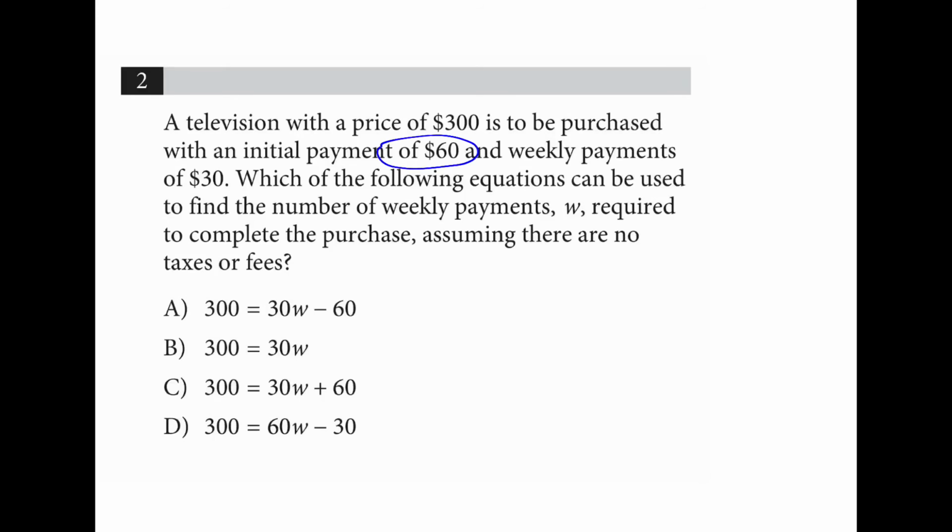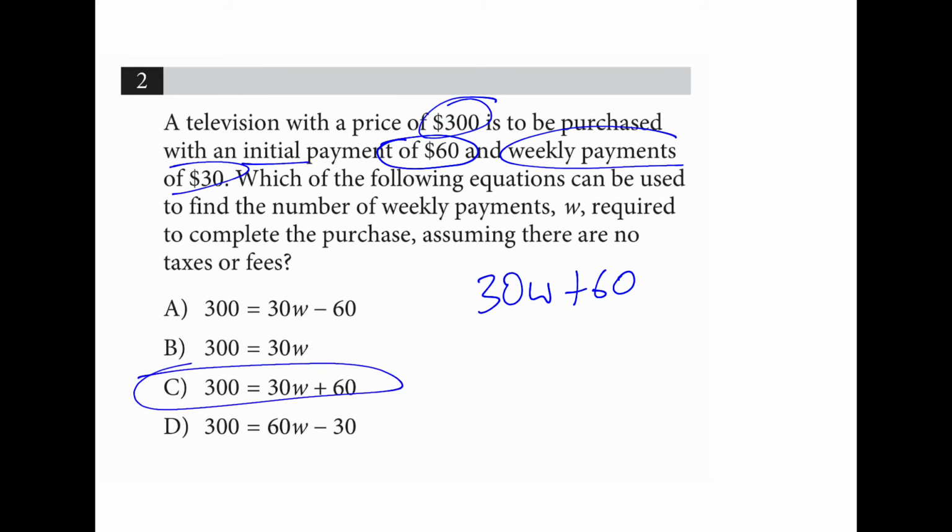So we have $60 initial, that's the clue that it's the intercept, and weekly payments of $30, that's the recurring cost. So 30 per week, and then plus 60. And on the other side is going to be the total cost of 300.